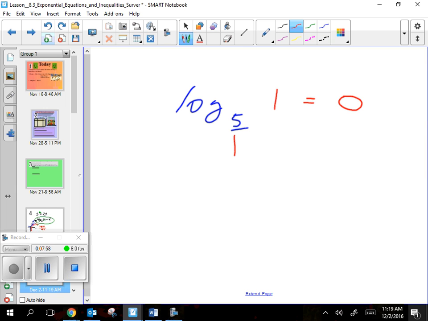What are some rules about these things? You know a whole bunch of things about logs. Tell me some stuff about the base and the argument. How about stuff it can't be? Can't be 0. Can't be less than 0. The base cannot be 1. This one can be 1, but that one can't be 1.